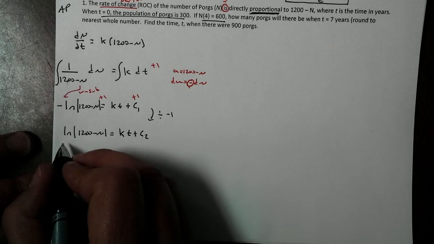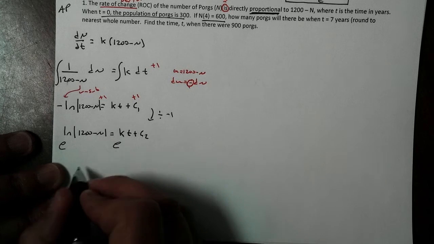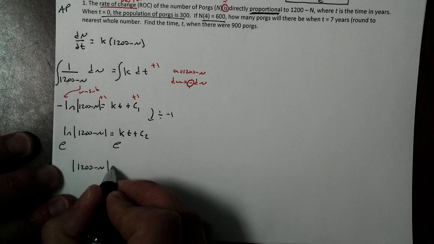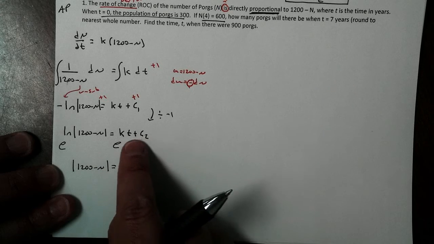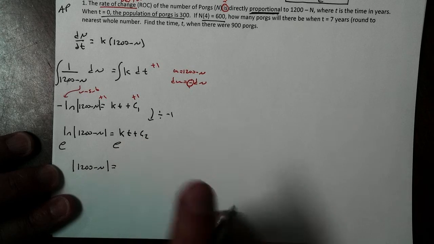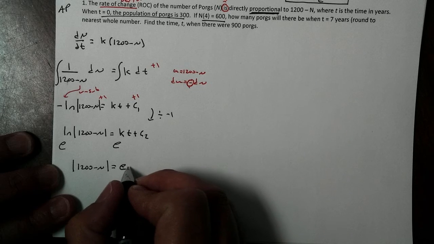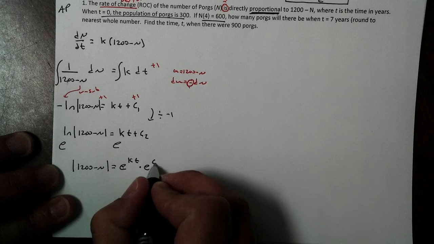Alright, next, now we have to solve for n. Now we're ready. We're going to exponentiate. So we get the absolute value of 1200 minus n equals, now remember this is my algebra step, because when I'm adding the exponents, it means that they have the same base. I was multiplying two exponential functions with the same base, e to the kt times e to the c2.